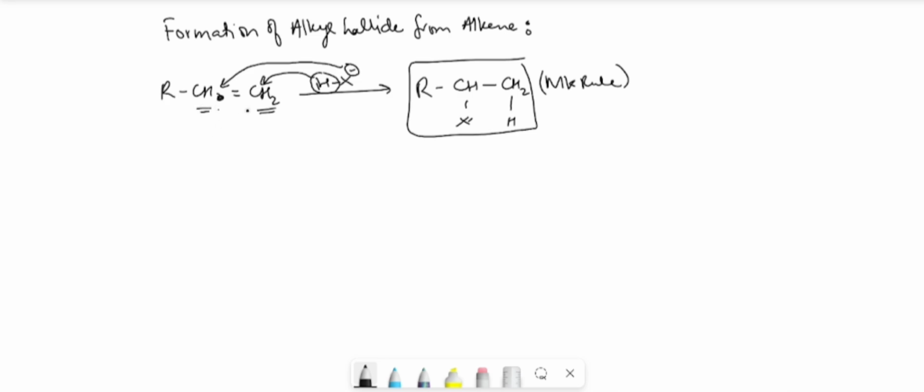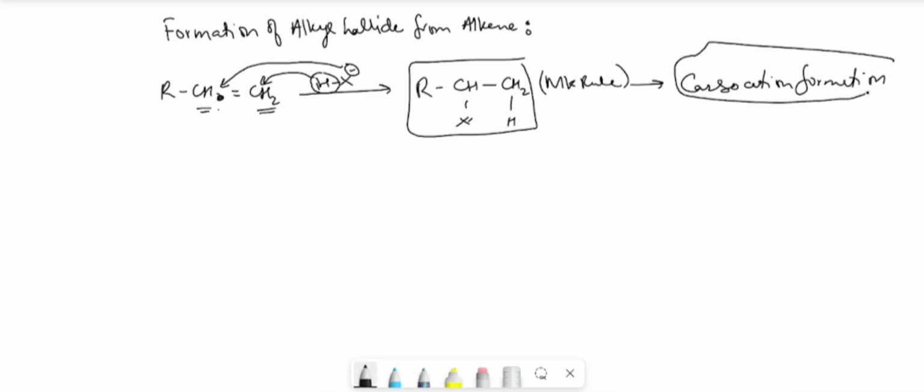But as we saw the mechanism of the reaction, it proceeds through carbocation formation. And as you know, the 3 degree carbocation is more stable than 2 degree, which is more stable than 1 degree. So that is the reason why the product is formed like this, as we saw in the video.